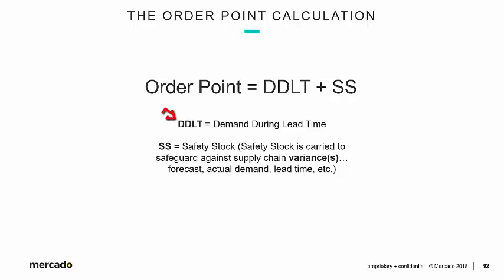Quickly summarize, DDLT, that's demand during lead time. Safety stock, we know, is additional inventory that an importer will carry to safeguard against supply chain variances. We talked about this. Variances in forecast, actual demand, lead times, all of that stuff.